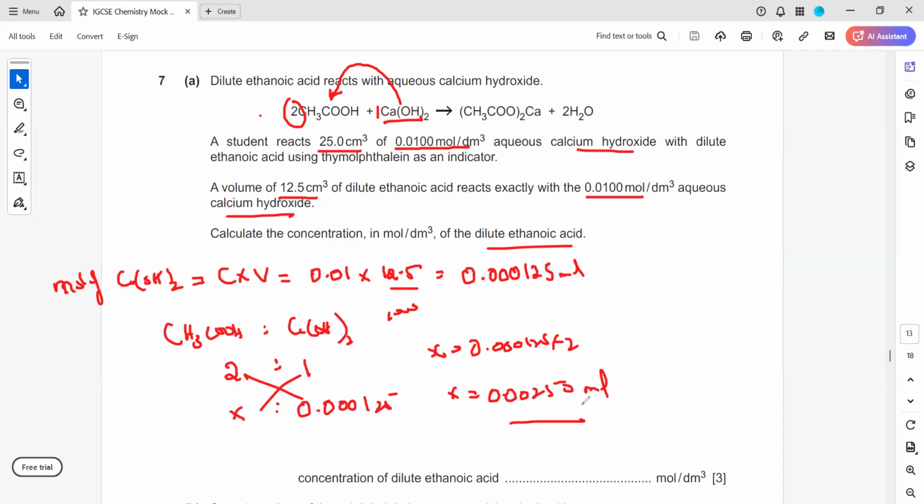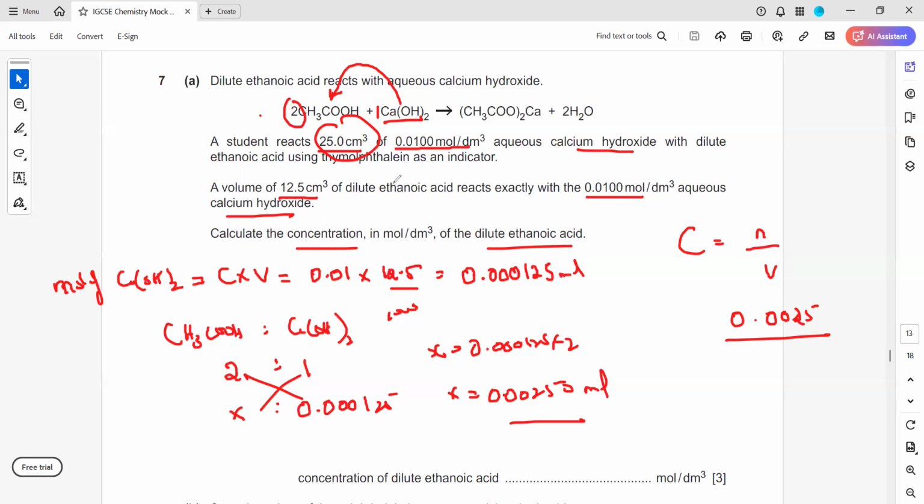Now we got the moles. These are the moles of ethanoic acid. The question is concentration. If we need the concentration, it is moles divided by volume. How many moles of ethanoic acid are there? 0.0025 divided by the volume of ethanoic acid. A student reacted 25 cm.